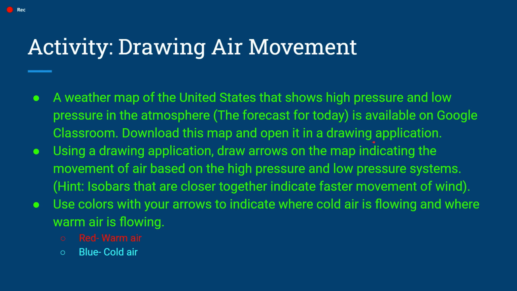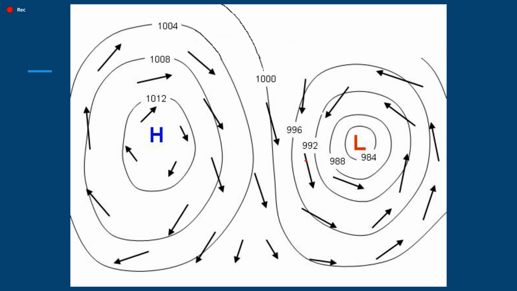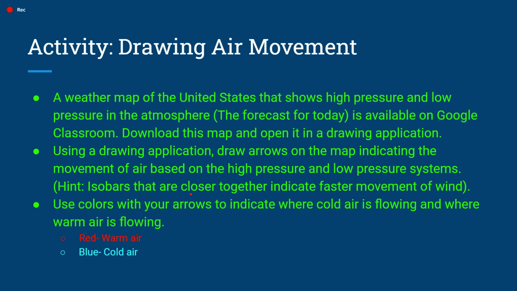And if you can't draw on it and you have a printer at your house, you could also just print it and then draw on it using a pen or a pencil or something like that. So what I want you to draw is arrows on the map indicating the movement of air based on the high pressure and the low pressure systems. I just want you to draw these arrows indicating where the air in the atmosphere is moving. So find each high pressure and low pressure system and just draw the arrows representing where it's moving.